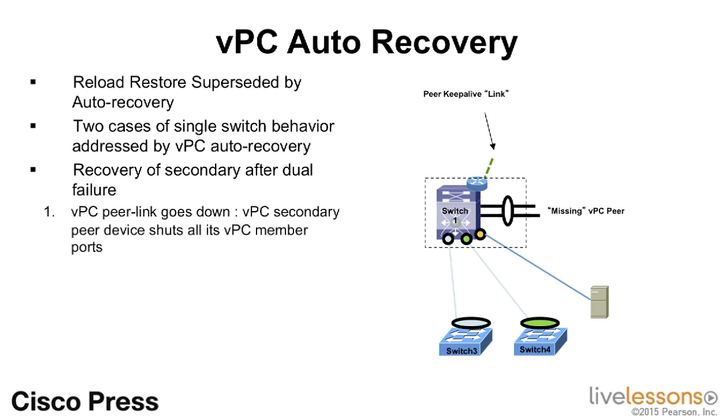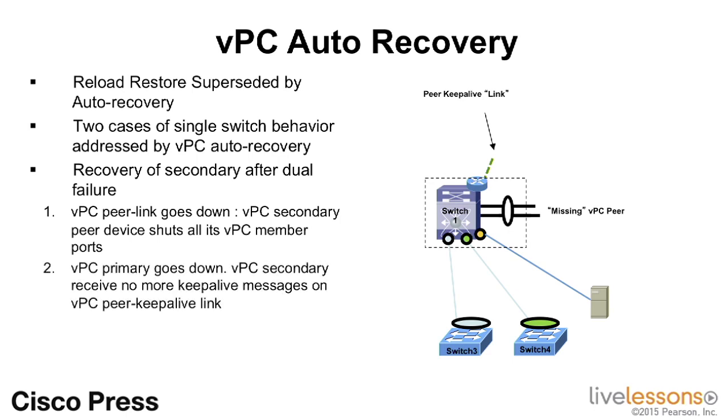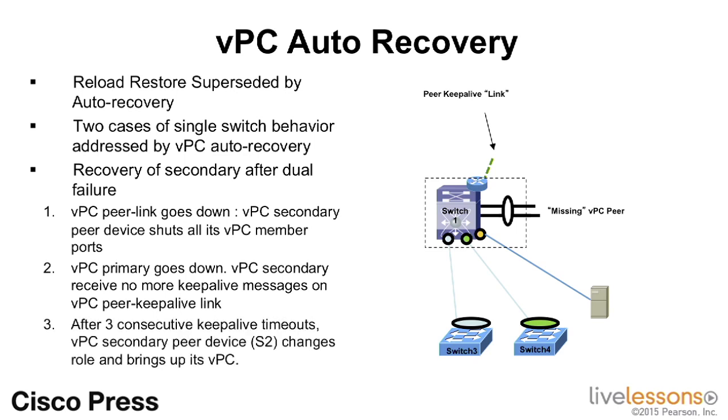The first occurrence would be if the peer link goes down, the VPC peer shuts down all of its VPC member ports. Then if the VPC primary goes down, the VPC secondary no longer receives the keep alive messages on the VPC keep alive link. What auto recovery would allow is after 3 consecutive keep alive timeouts, the VPC secondary peer changes its role and brings up VPC.